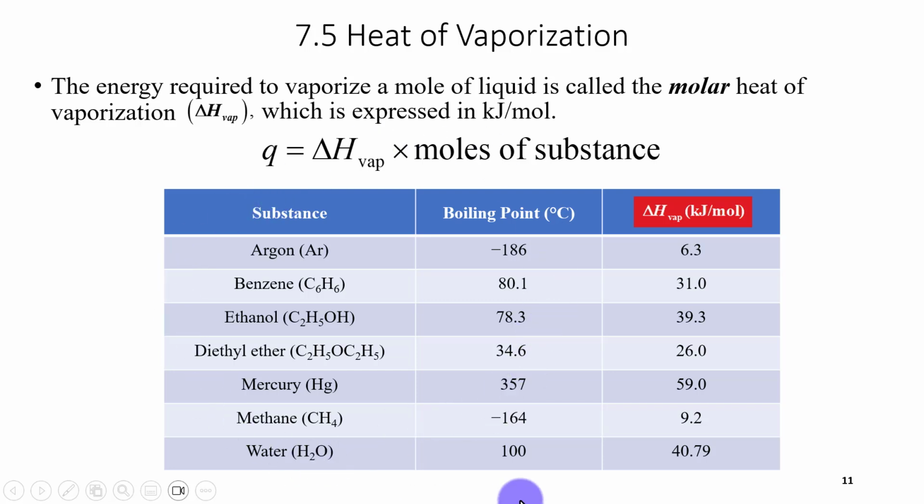Here is another table that has substances listed and delta H of vaporization for those. Note that the delta H of vaporizations are much larger than delta H of fusion. That is because it takes a lot more energy to take those molecules from the liquid phase and pull them apart into the gaseous phase. So it takes a lot more energy, and that's why delta H of vaporization is much larger than delta H of fusion.